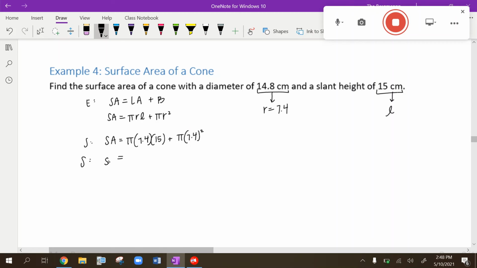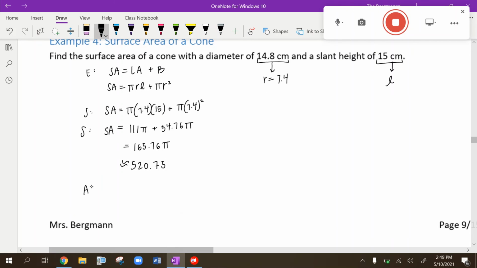To solve it, surface area is already by itself, so I can go ahead and plug into my calculator. For an exact answer, your answer would be 111 pi plus 54.76 pi, which is exactly 165.76 pi. But if I wanted an approximate answer, I could multiply by pi on my calculator to get 520.75. So my answer plus units is that the surface area is equal to 520.75 centimeters squared.